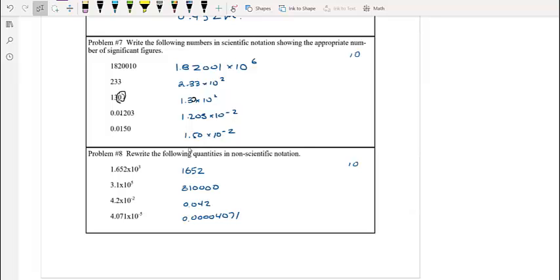Oh, now my screen's being weird again. I don't know what caused it. I had to reboot my computer last time. Okay, we'll limp through the rest of this.